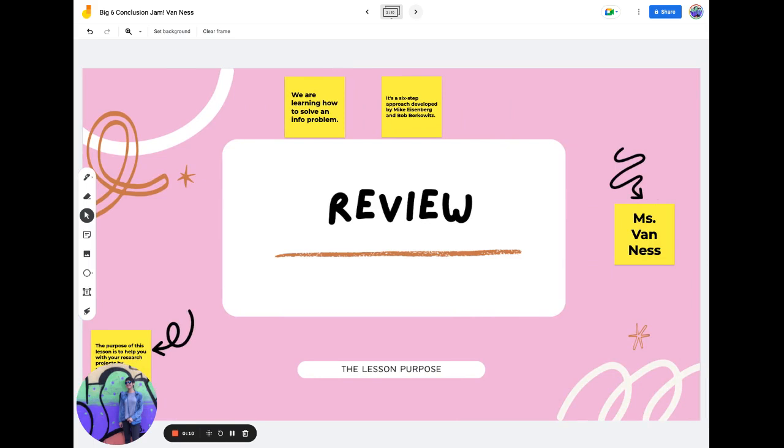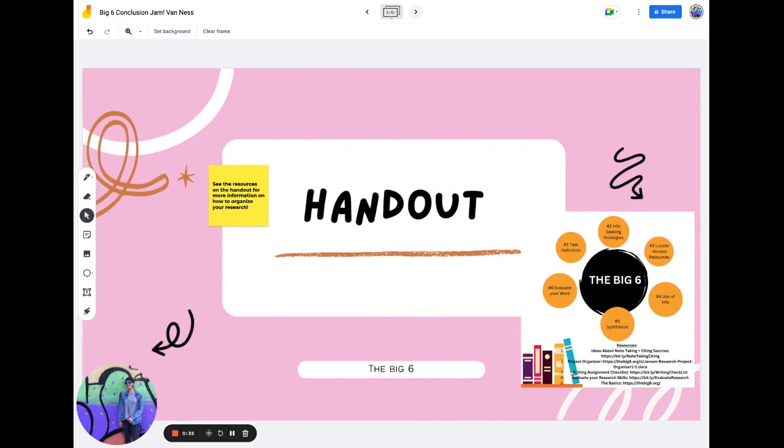So just to review, we're learning how to solve an information problem. And the purpose of the lesson is to help you with your research project by chunking it down into 6 steps. This approach was developed by Mike Eisenberg and Bob Berkowitz, and I think it's going to really help you with your research. So let's just dive in.